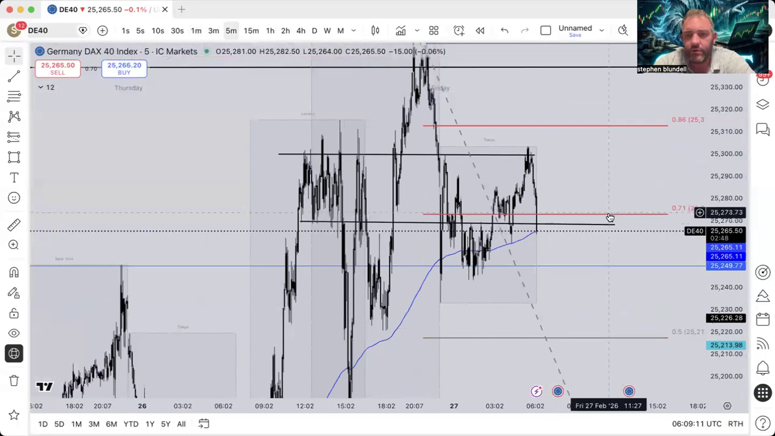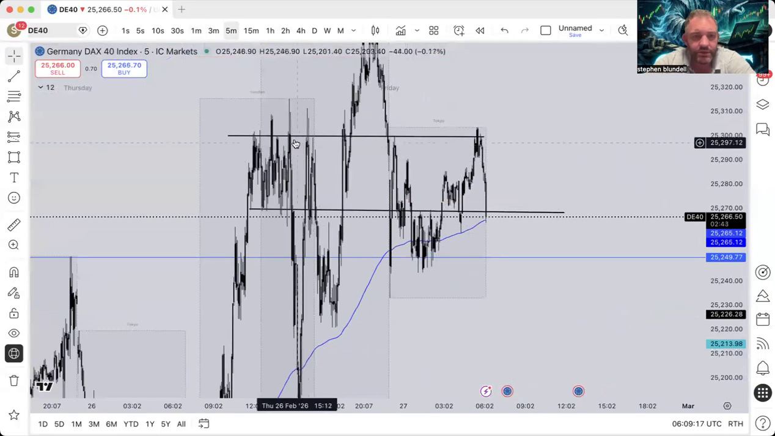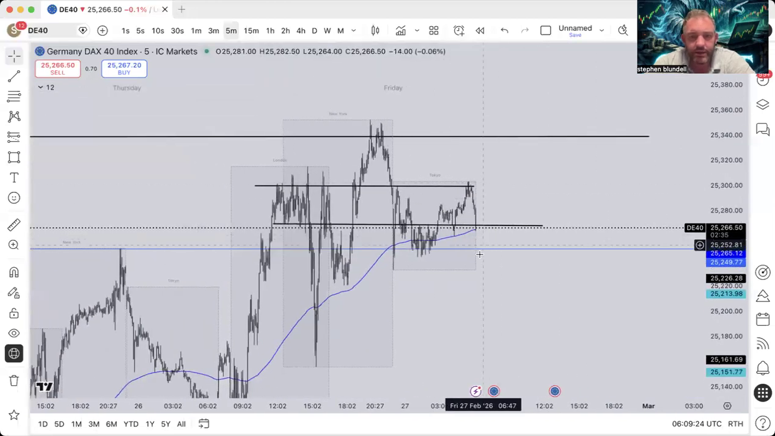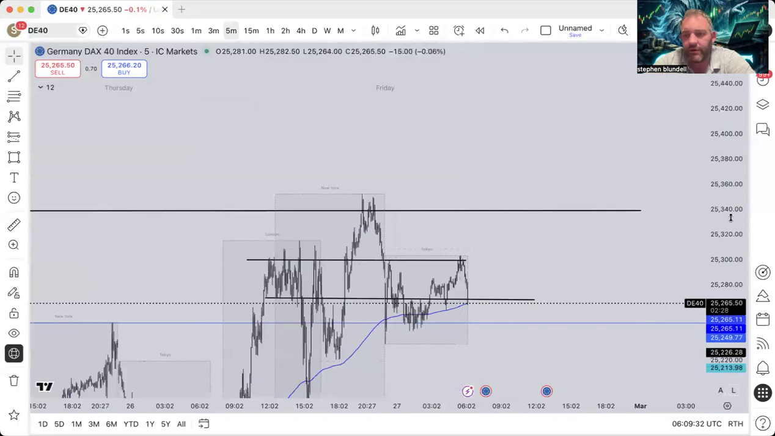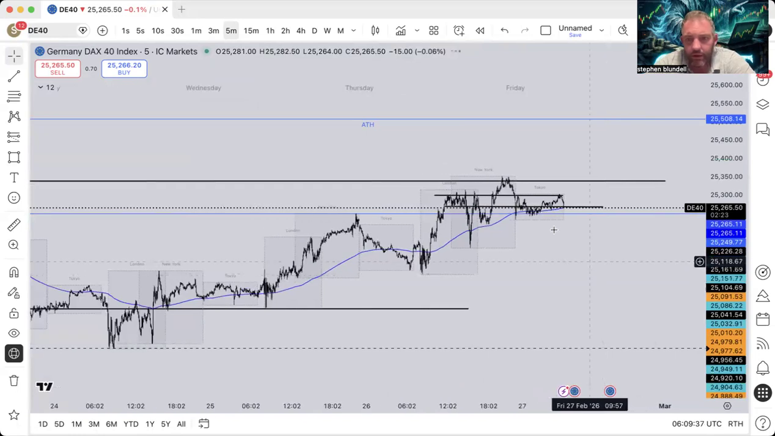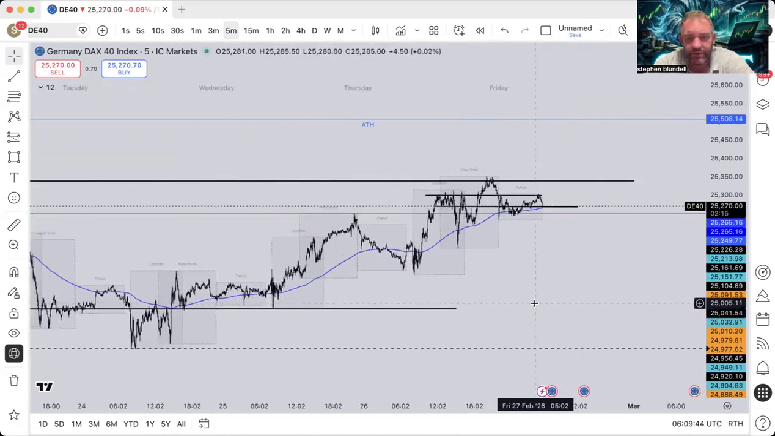So I'm going to remove that right now. But you can see that we're stuck. We're stuck here. That's my opinion at the moment. So if we're stuck, we need something to come up and either break this and carry on going up to the all-time high, or we're coming down to sweep one of these lows. Obviously, we've got a nice key area down here, so if we do get down to this area, I think we'll have a strong rejection again.